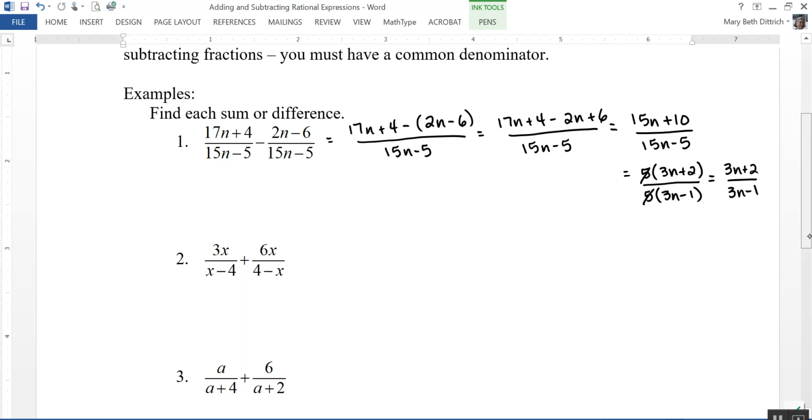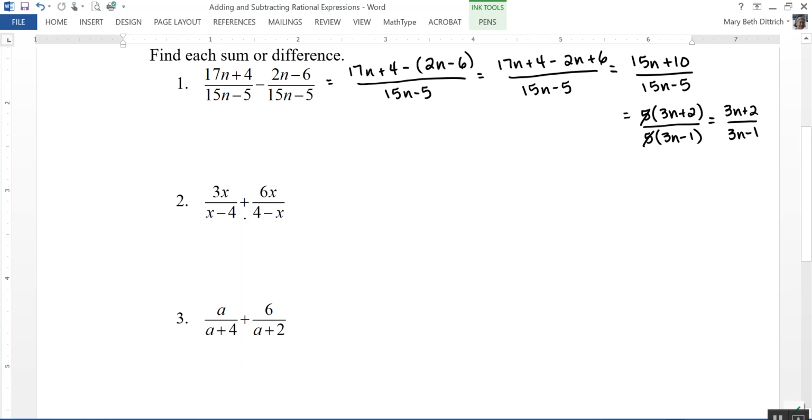Second example here is 3x divided by x minus 4 plus 6x over 4 minus x. Notice my denominators are not exactly the same. So 4 minus x is the same as negative x plus 4. And if I were to factor a negative 1 out of that, I would end up with an x minus 4. So I'm going to go ahead and rewrite this as 3x over x minus 4 plus 6x over negative 1 times x minus 4.